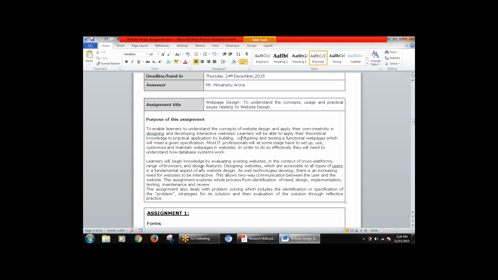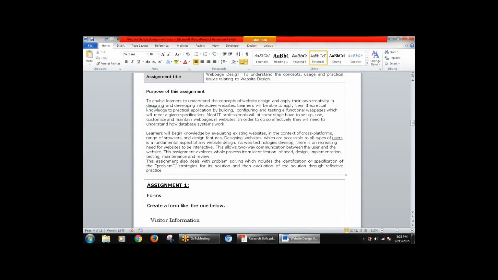Learners will begin by evaluating existing websites in the context of a cross-platform range of browsers and design features. Designing websites which are accessible to all types of users is a fundamental aspect of any website design. That is the main purpose of this one. In this we are going to study how to create a website, and how to create fully fledged websites.